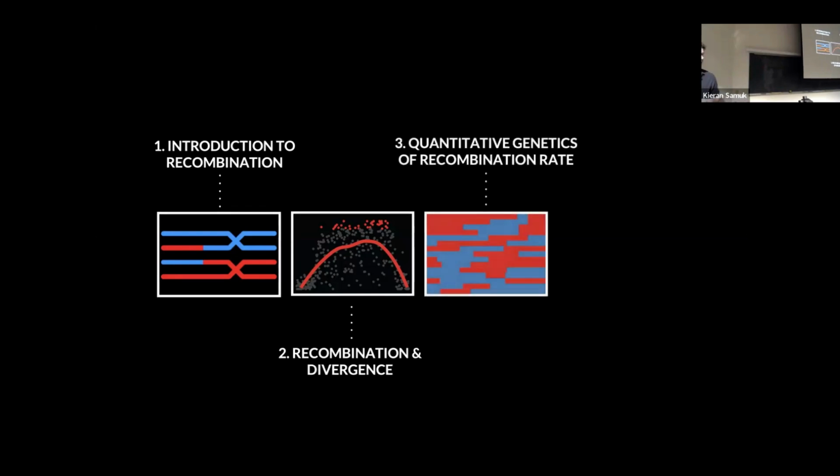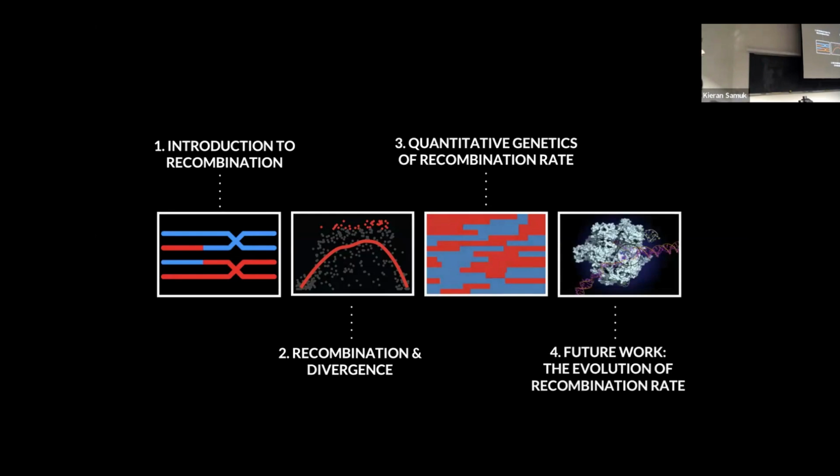I'll then give another quick vignette on some work I did during my postdoc on the quantitative genetics of recombination rate variation in flies. And this study is kind of the theme that my lab is now sort of centered around. And then I'll just very briefly talk about some of the future work that we're working on now in my lab at UC Riverside.